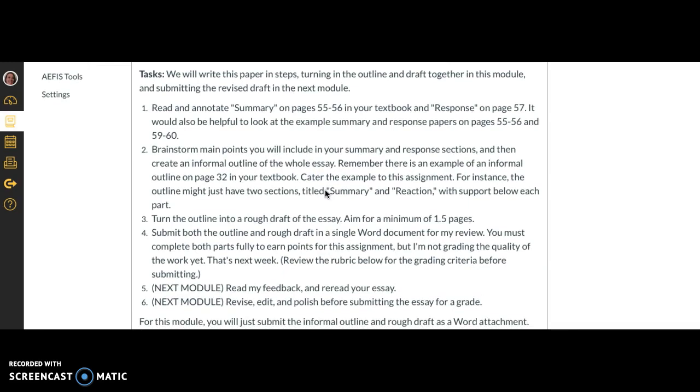In terms of the steps for writing this, you first have to do some reading so you understand summary and response, and do some brainstorming. After you've done those things, you can go ahead and start with your informal outline and then your rough draft. You'll submit the outline and the rough draft in this module for my review, and then in the next module you can revise and edit to submit for another grade.